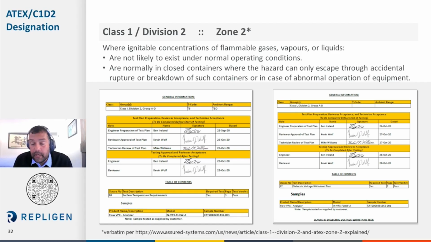I mentioned it above, but I'll quickly mention it here. The FlowVPX is ATEX and C1D2 rated, so it needs to be for things like the oligonucleotide processing that I showed earlier. So you can put this in that kind of environment and feel comfortable, and we can provide the certs accordingly on your request.